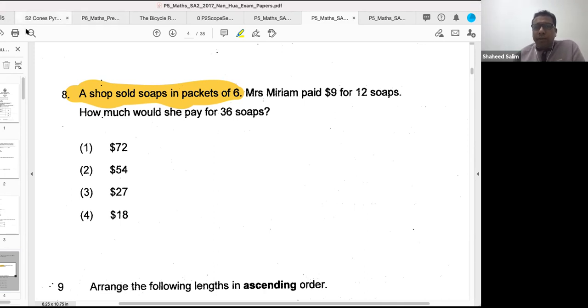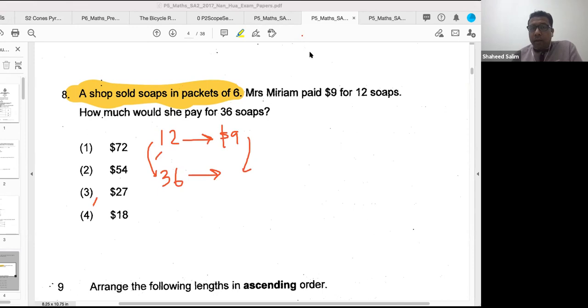Those who are confused, I'll write the steps for you so that you can see. This is the comparison method. 12 soaps, $9. You want 36. How many dollars? Times what? You do the same here. Times by 12 times what equals 36? 12 times 3. You don't believe? 2 times 3, 6. 1 times 3, 3. You must also times 3 down here. 9 times 3, you can use your fingers, 27. Well done, Sharina.